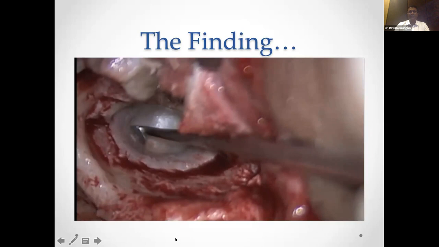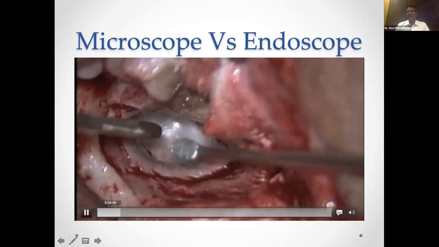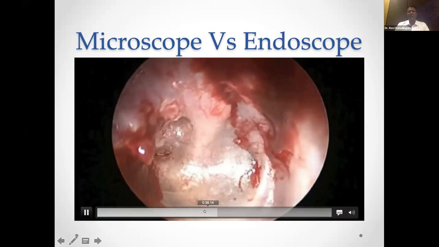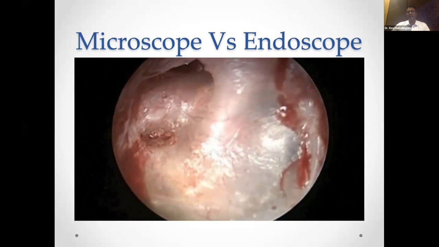Now, here's where the endoscope plays a role. If you don't use the endoscope for surgery, that's fine. That's an individual choice. But with the microscope, that's all you can see. But with the endoscope, look there. You can see so much better. So the role of endoscopes, at least for diagnosis, looking around corners, is now well established. And this kind of view makes a compelling argument for the same.